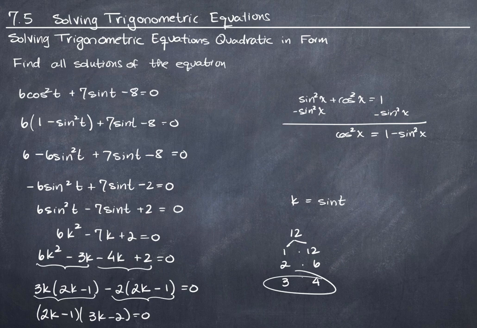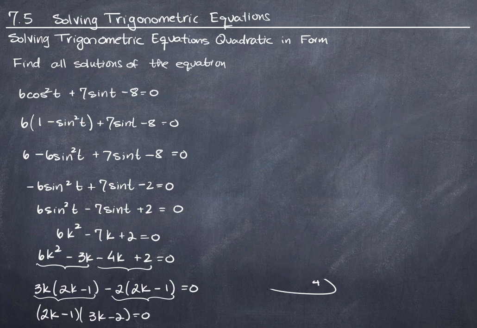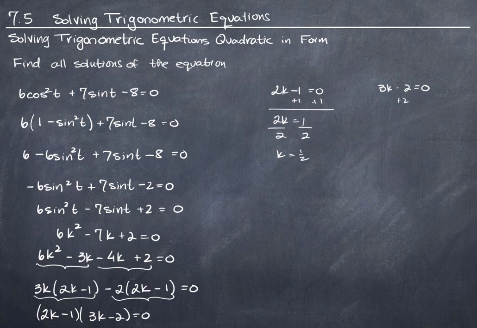So now I have either 2k minus 1 equals 0 or 3k minus 2 equals 0. I'm going to need to erase some of this stuff over here. I need more room. So either 2k minus 1 equals 0 or 3k minus 2 equals 0. Adding 1 here gives me 2k equals 1. Dividing by 2 gives me k equals a half. Over here, I'm going to add 2 to both sides. I get 3k equals 2. Dividing by 3 gives me k equals 2/3.